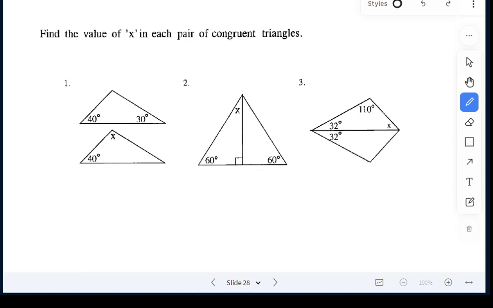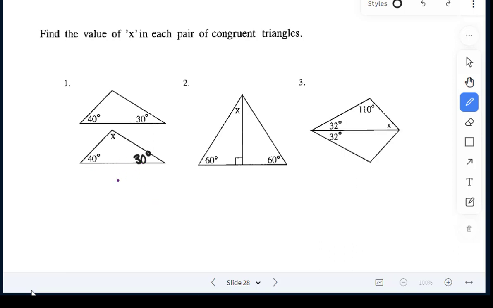So we're looking at these three triangles, and it tells us in the question, find the value of x in each pair of congruent triangles. So in the question, it already tells us that they are congruent, so we just need to determine the value of x. All right, so if we look at this, we know it's 40 degrees, we know this is what we're solving for, but because the two triangles are congruent, then we know this is also 30 degrees.